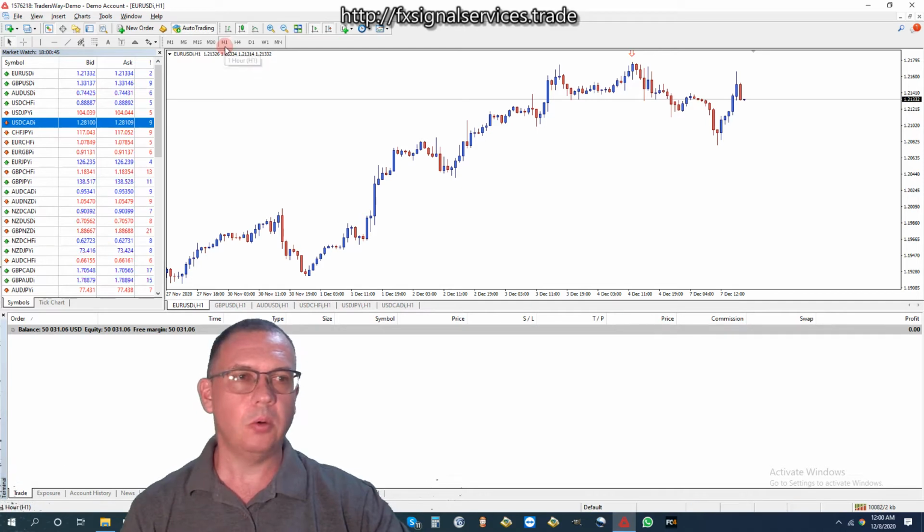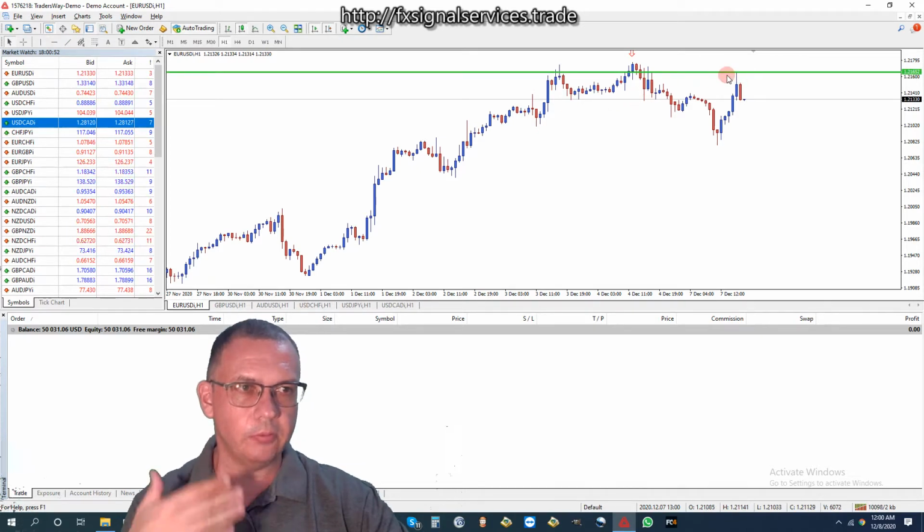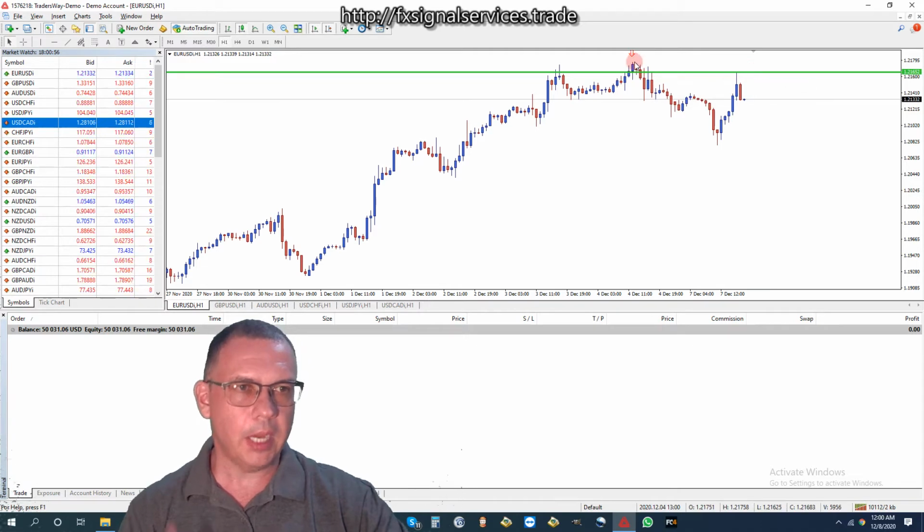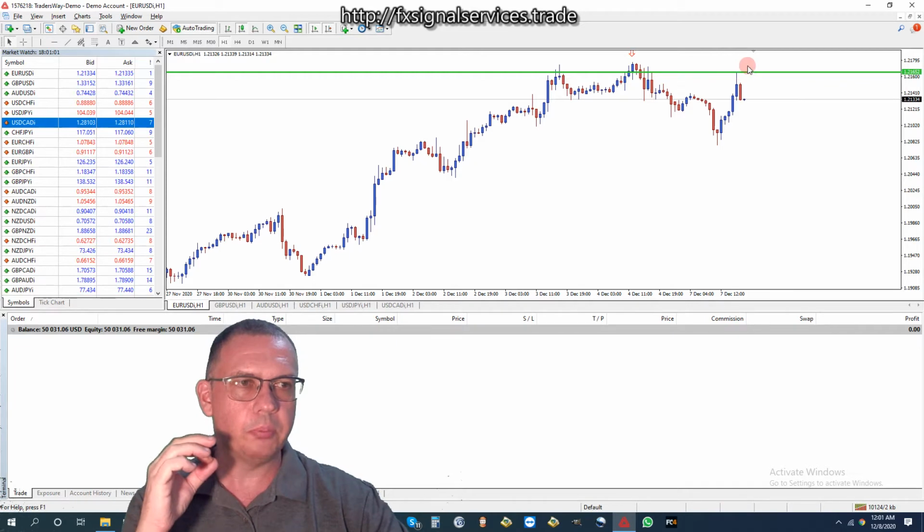Now what we can do, we see a high point right here. Mark that high point. That's a resistance at this very point in time. Obviously there's a higher resistance, but right now I see that standing out. And the price has already dropped.